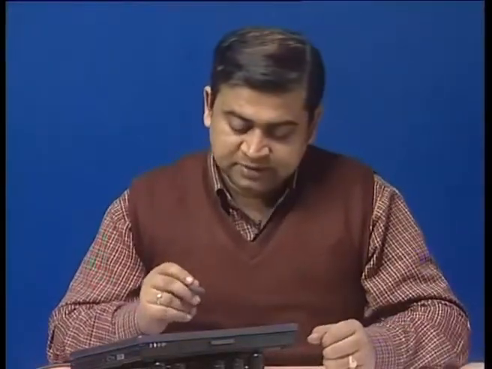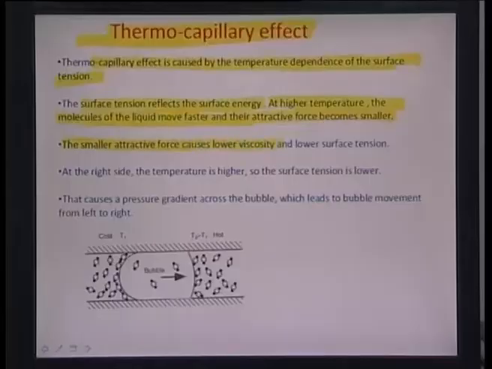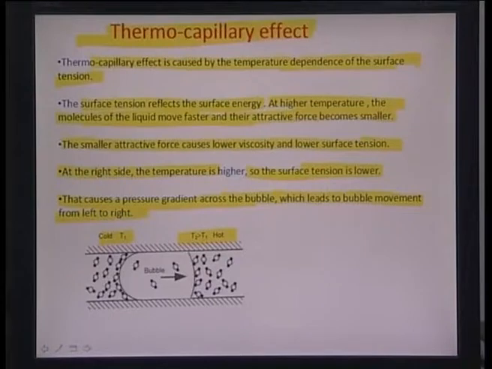lower when the temperature is higher, and there is a difference or a gradient in surface tension which would cause the bubble to move towards the lower surface tension. The smaller attractive force causes lower viscosity, lower surface tension. At the right side, in this particular instance, say the temperature is hot, as you can see. So this T2 here is much more than T1, which is the colder side. So the surface tension is lower here, and this causes a pressure gradient across the bubble which leads the bubble to move from left to right. So the bubble actually starts moving in this direction towards the hotter side because of the low surface tension.